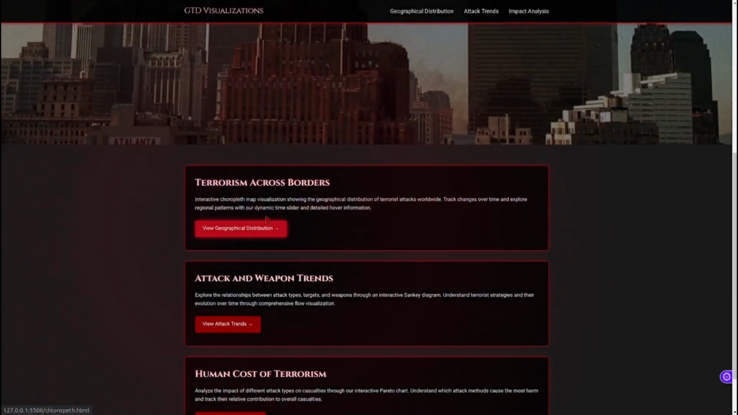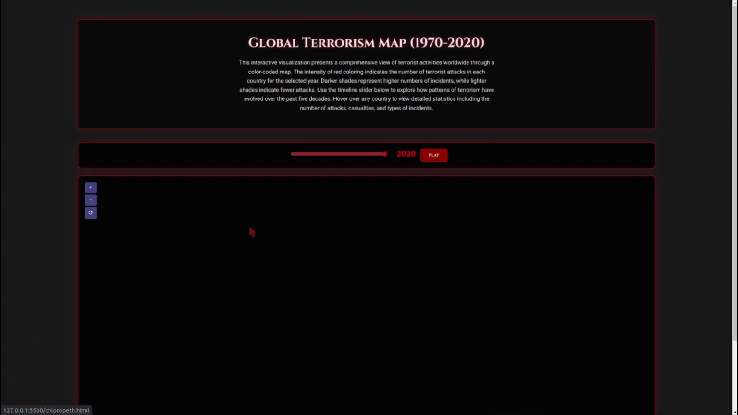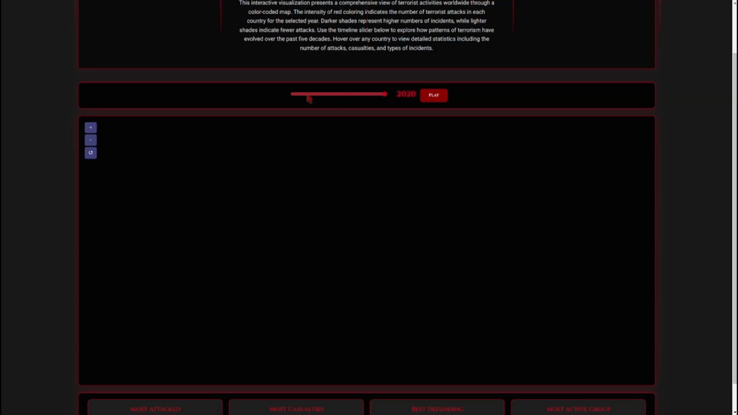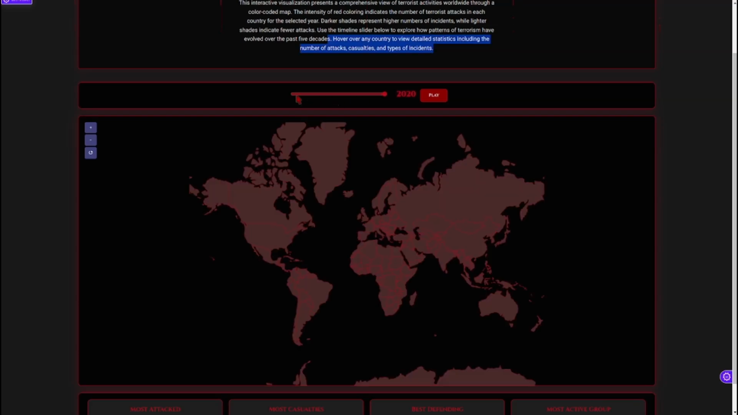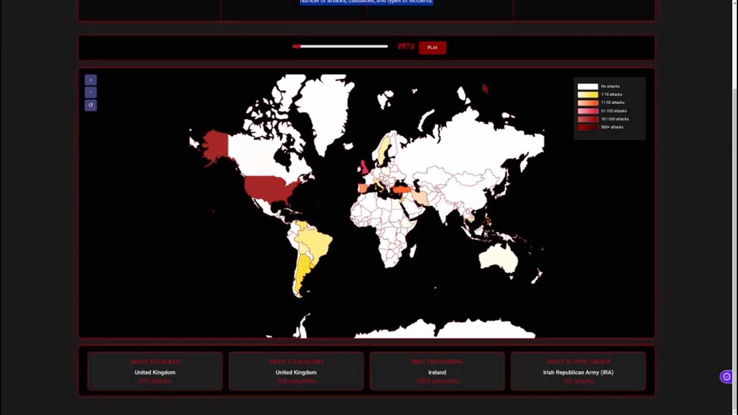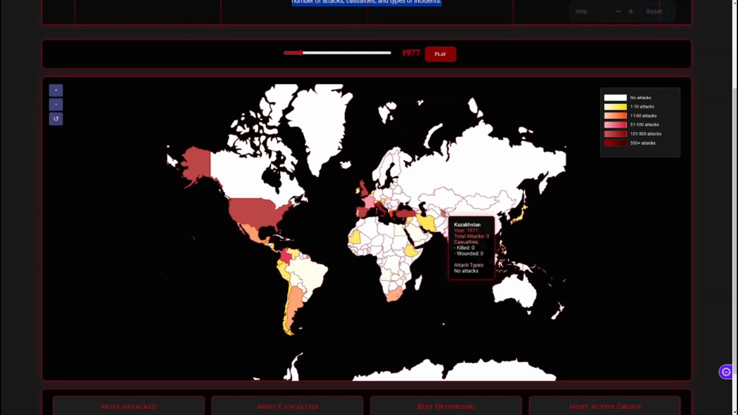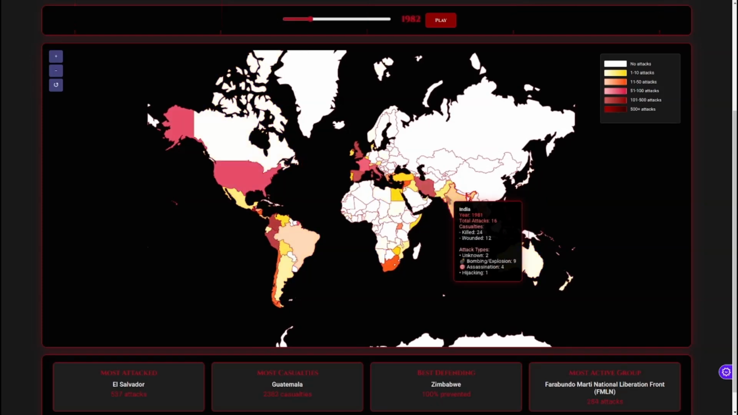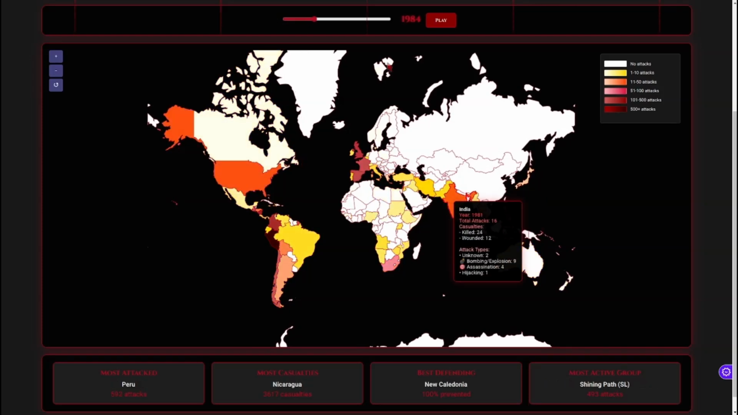Let's start with our first interactive choropleth map, which answers the first question. This visualization shows the geographical spread of terrorism attacks around the world. Color intensity: countries are shaded based on the frequency of terrorist incidents. Darker hues indicate higher concentrations. Explore trends from 1970 to 2020 by adjusting the time slider.